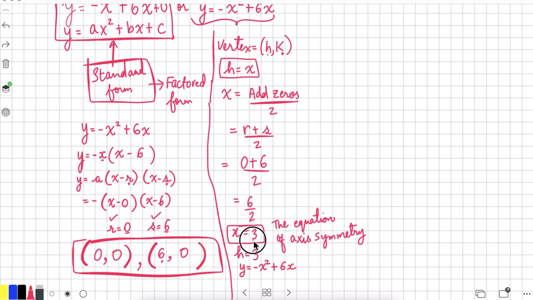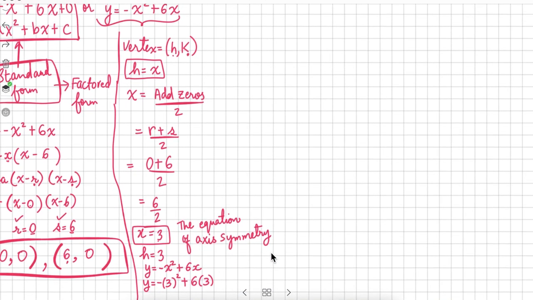Now we know that the x is 3 here. So we're going to replace the x with 3. The negative is already there. x will be 3, then there is a square. Then 6 times the x, which is 3. So y equals, this negative stays the same. 3 squared is 9. Then 6 times 3 is 18. Now negative 9 plus 18 is just 9 here. This is the y value, which is also the k here. So we can say the k is going to be 9.